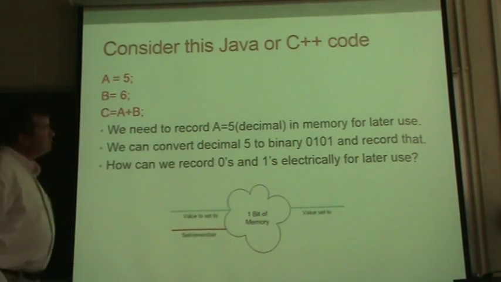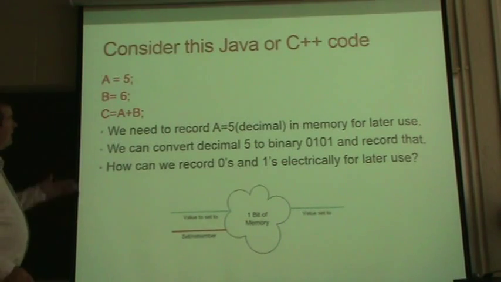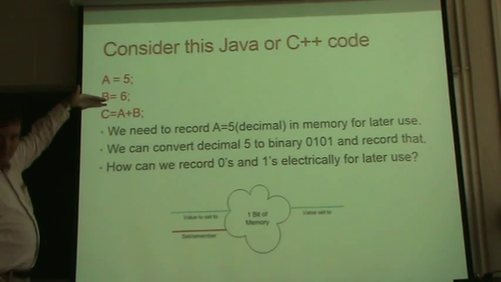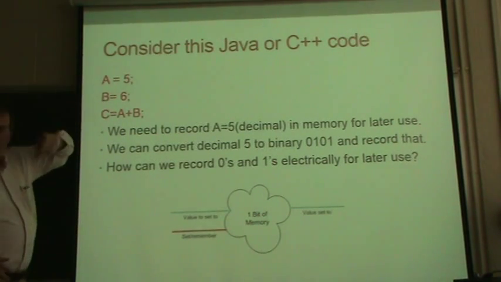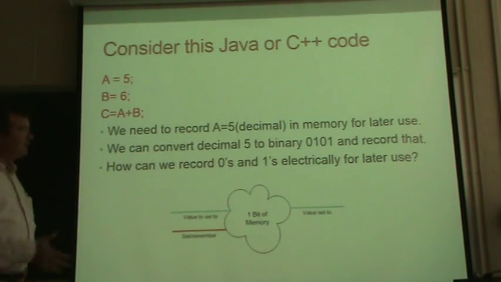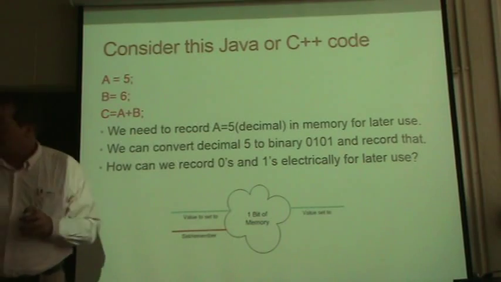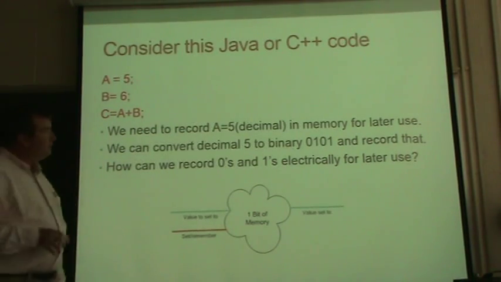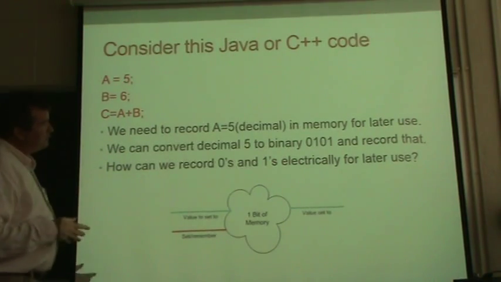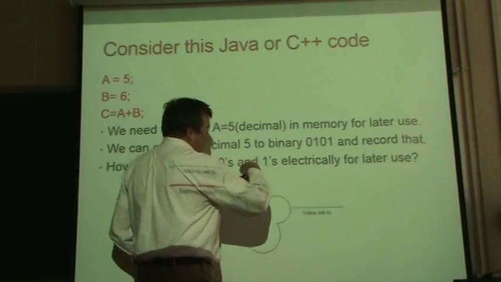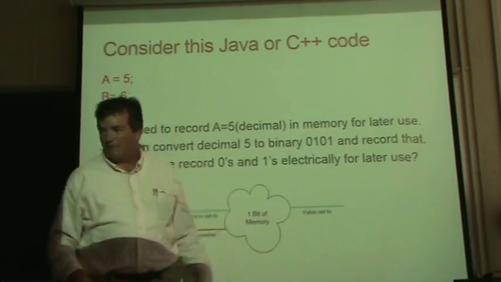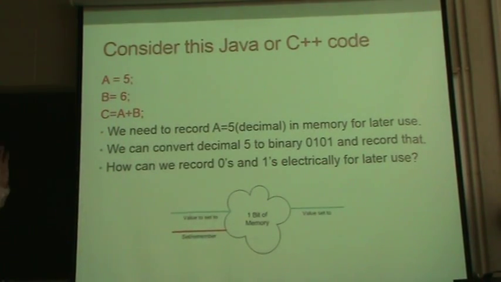Okay, so when you go and write code, Java or C++, you're writing code like A equals 5, B equals 6, and then later on you might want to use A and B. So the computer has to somehow record the values somewhere. And because we're human beings, we have 10 fingers, so we use decimal numbers. But the computer can't record decimal numbers, it can only record electricity or not electricity. So what we'll do is we'll convert the decimal 5 into a binary 5. And remember from our first day of class, we said that that was 5 in binary. And we'll try to record that.